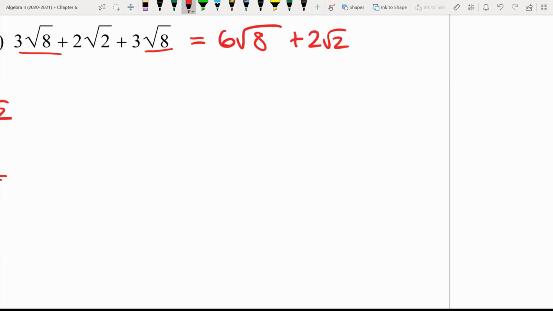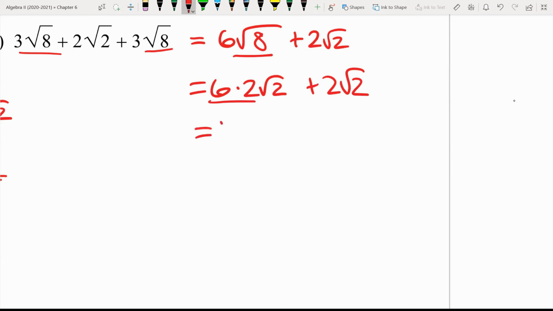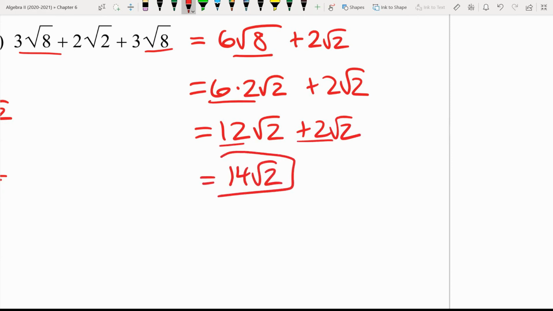It's okay to do that in the first step, but square root of 8 we know is 2 square root of 2. So I can multiply this 6 times this 2 here, which is 12 square root of 2 plus 2 square root of 2. Now I have like terms with square roots of 2. I'm just going to do the 12 plus 2, which is 14 square root of 2.